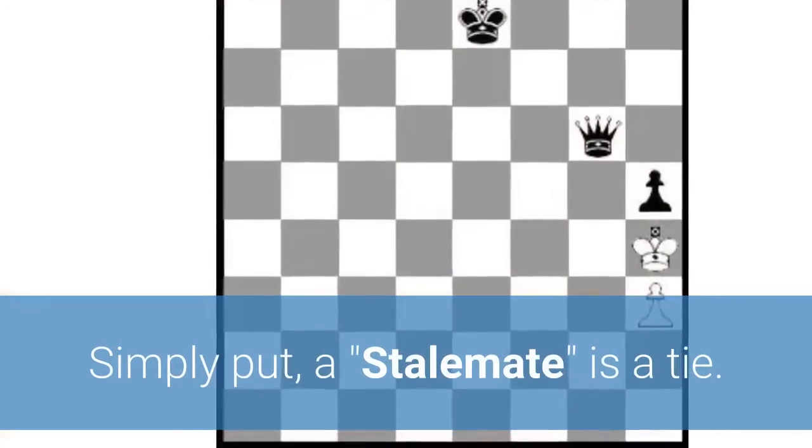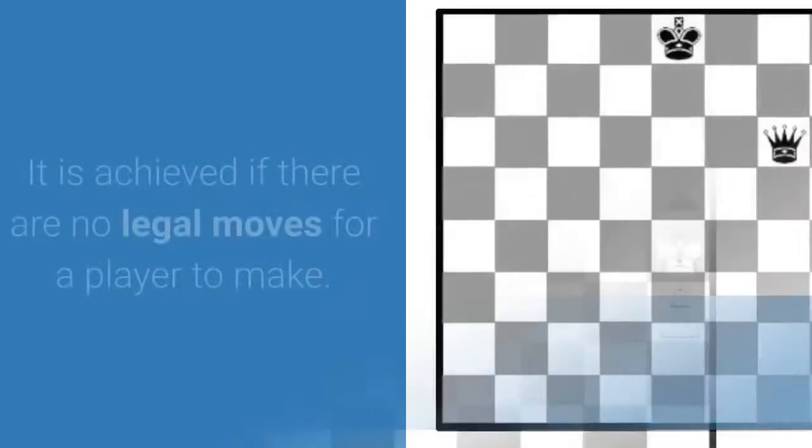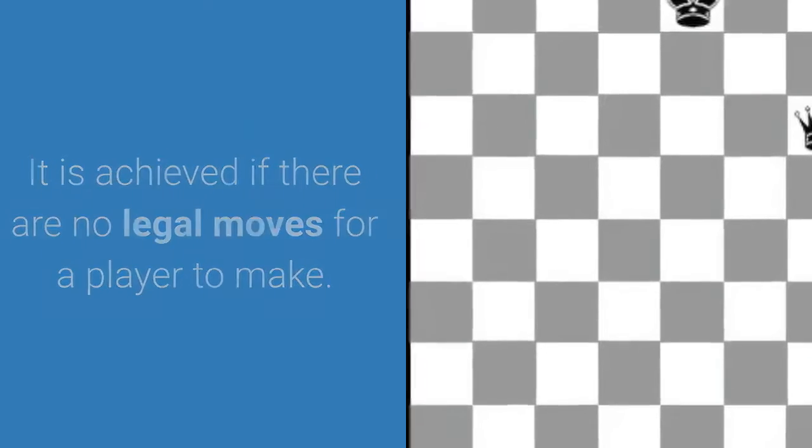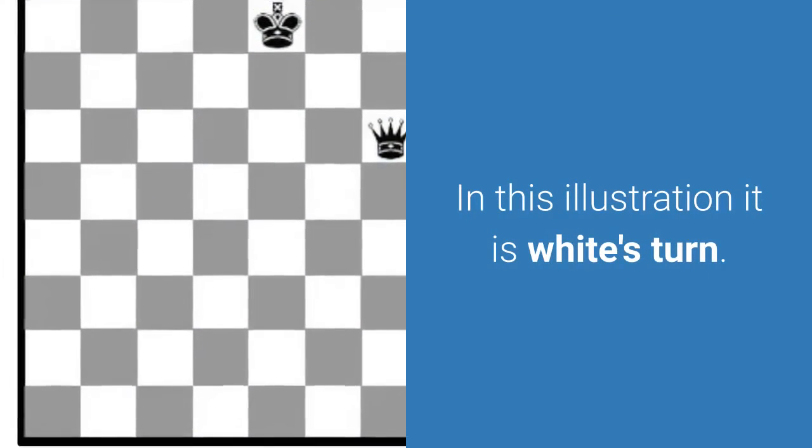12. Stalemate. Simply put, a stalemate is a tie. It is achieved if there are no legal moves for a player to make. In this illustration, it is white's turn.